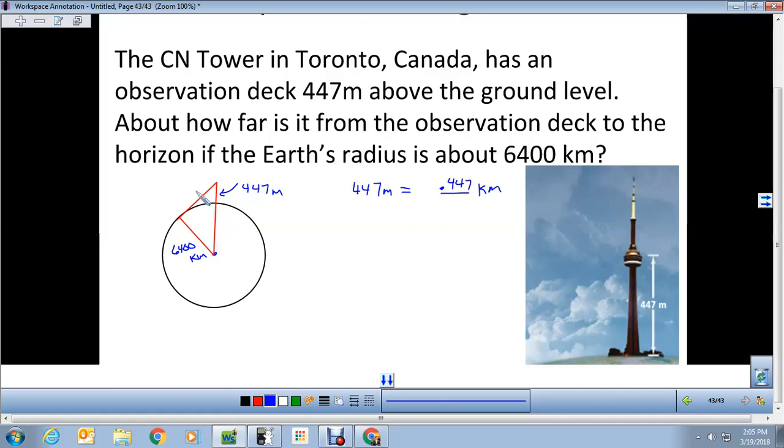So this right here, once again, is going to be our x value, and this is going to be 6,400 kilometers. So we have x squared plus 6,400 squared is equal to, when we add these two together, we're going to get 6,400.447 kilometers squared. So once again, we're using Pythagorean theorem. Because these numbers are large, we're just going to go ahead and subtract 6,400 squared from both sides. And the rest we'll do in our calculator.